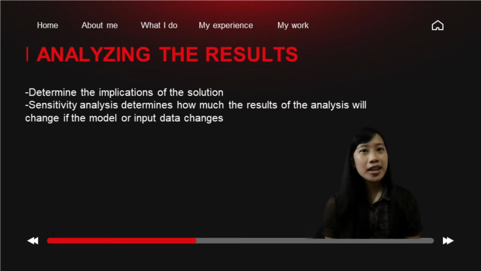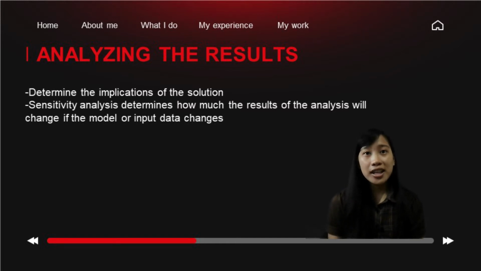The sensitivity analysis determines how much the results of the analysis will change if the model or input data changes. It is a model that is only an approximation of reality.